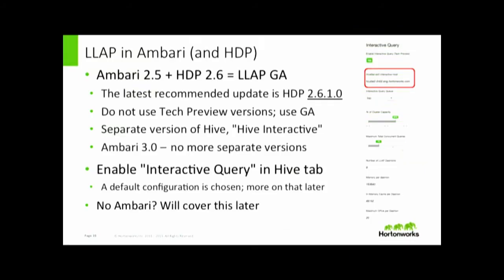So we also have integration and tools. I'm going to cover this really briefly, hopefully. There's integration in Ambari, and the key thing to remember is that HDP 2.6 is the GA for LLAP. You can use it in Ambari 2.5.